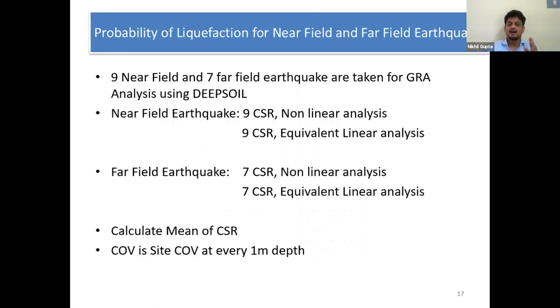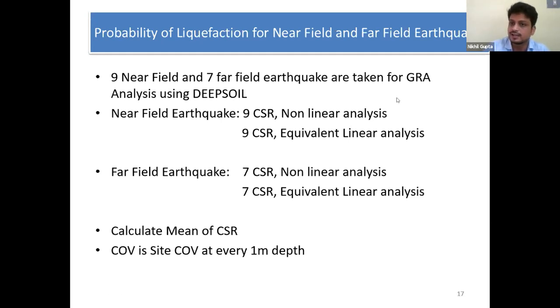Now, we can also find out this probability of liquefaction for near field and far field earthquakes. There are 9 near field and 7 far field earthquakes. First thing is, what is near field? As per NBC, if the epicentral distance is less than 15 kilometers, this earthquake is called a near field earthquake. So in this study, we have taken 9 near field earthquake data and 7 far field earthquake data.